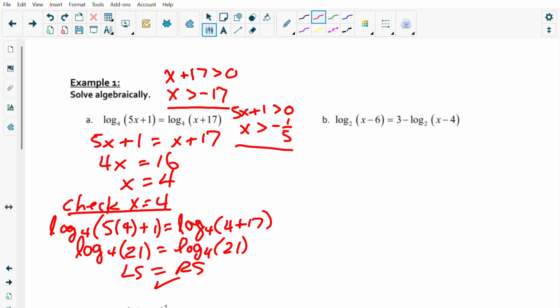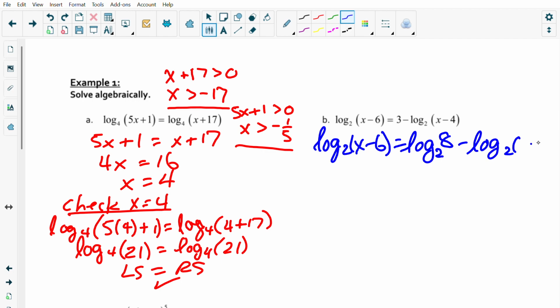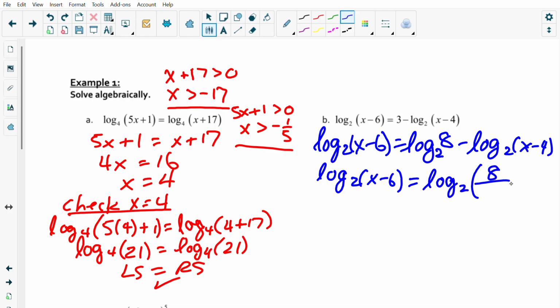Letter B. Log base 2 of x minus 6 equals 3 minus log base 2 of x minus 4. Well, let's apply some log laws here. I'm going to rewrite that 3, a little trick here, as log base 2 of 8 minus log base 2 of x minus 4. Why does that help us? Let's apply some log laws. So log base 2 of x minus 6 equals, by the quotient rule, log base 2 of 8 divided by x minus 4.